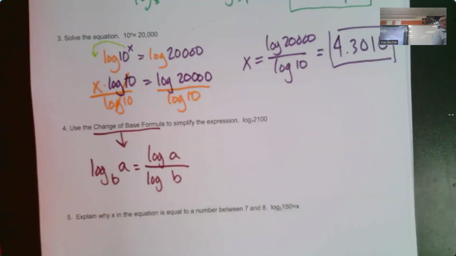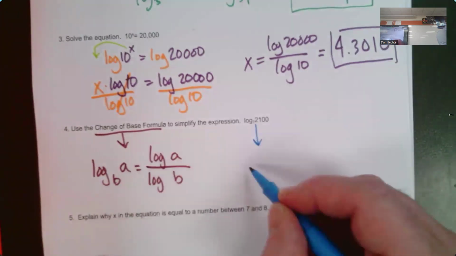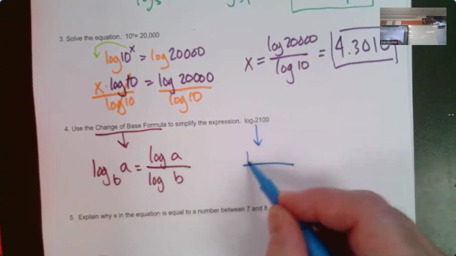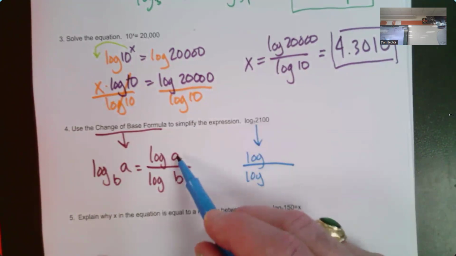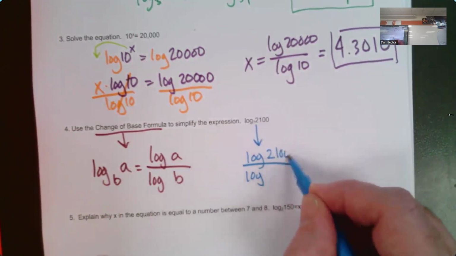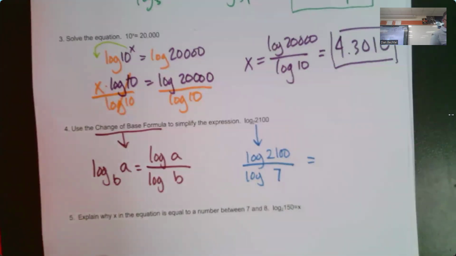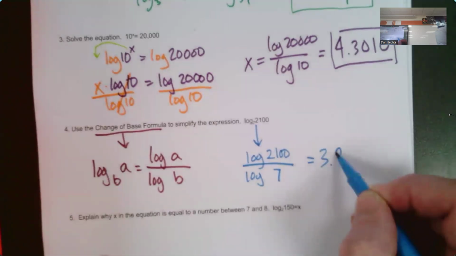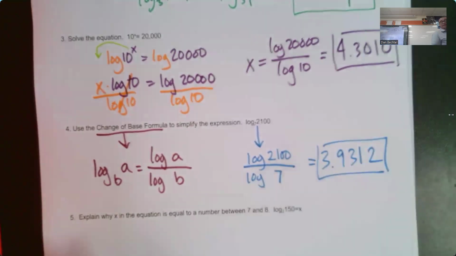This problem is really just asking you to take what they've given you, put it in this format, and plug it in. So we'll have a log on the top and a log on the bottom. The 2100 is the answer part, so that goes up on the top, and the base is 7, so that goes on the bottom. When I plug that into the calculator, the log of 2100 divided by the log of 7, I get 3.9312. Again, that's just the calculator telling me the answer.